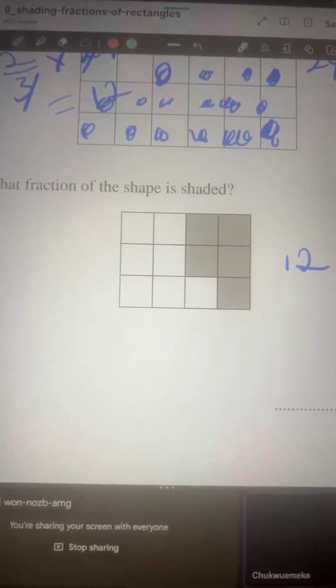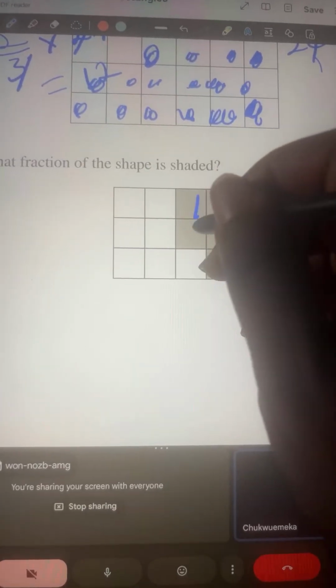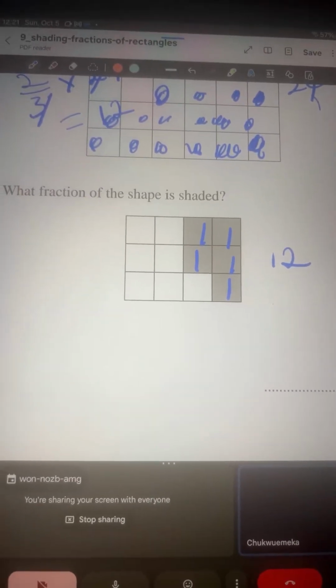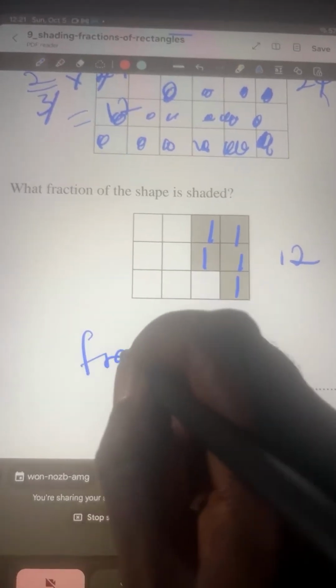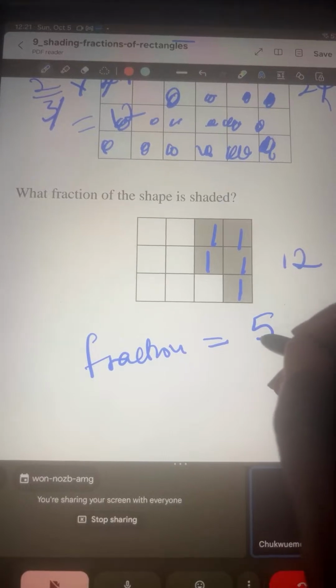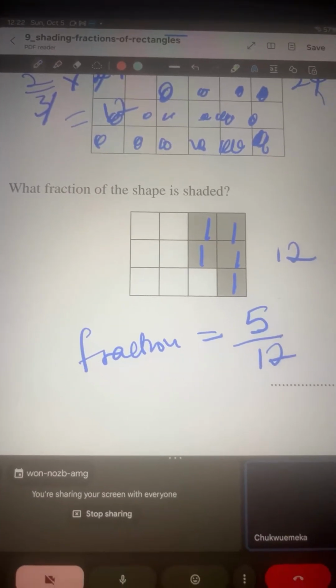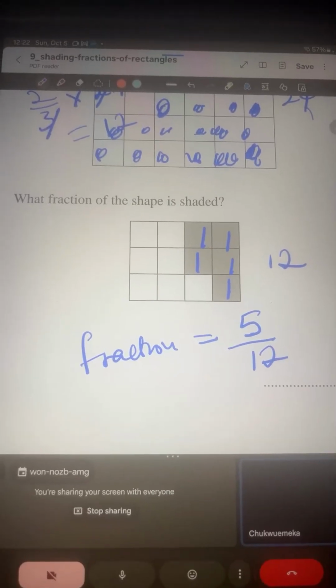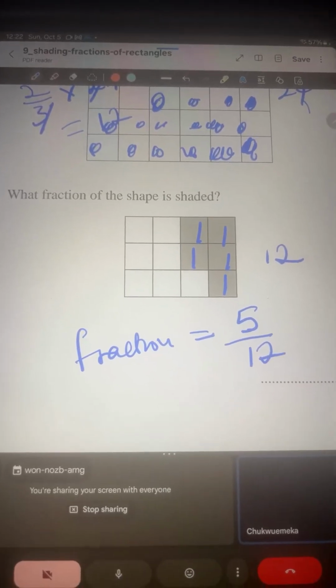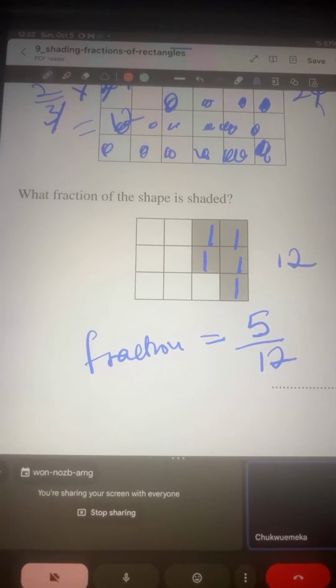So out of the 12 small squares, how many are shaded? 1, 2, 3, 4, and what? 5. So the fraction that are shaded is simply 5 parts out of a total of what? 12. Does that make sense? Yes. So we shaded 5 parts out of a total of 12.